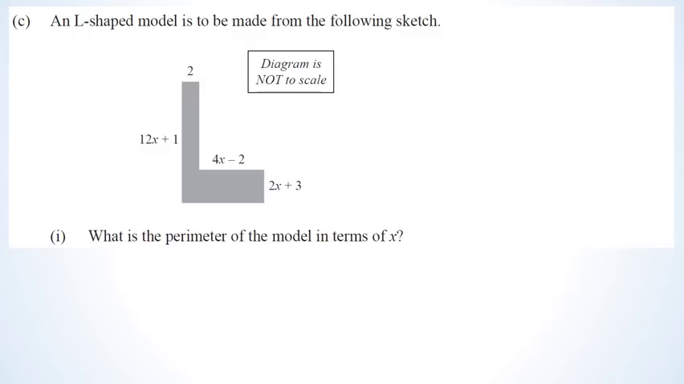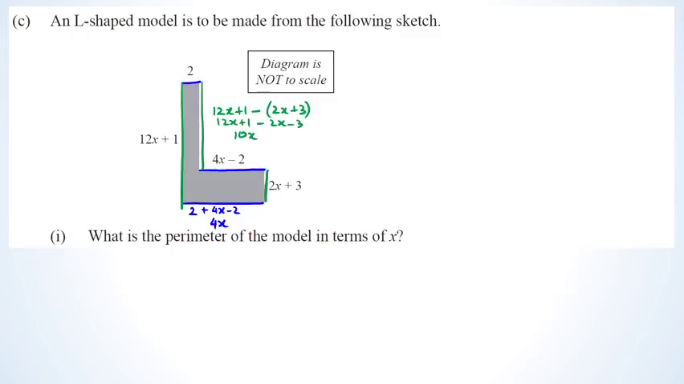So we know that this part and this part here add up to the bottom part. I'm going to write that as 2 plus 4x minus 2, which means when it simplifies, it ends up being 4x. That's the first thing. The second thing is this: I know that this part here, 12x plus 1 minus 2x plus 3, is going to give me this remaining green part. So I'm going to write 12x plus 1 minus, making sure I put the 2x plus 3 in a bracket, so I end up with 12x plus 1 minus 2x minus 3. That simplifies to 10x minus 2.